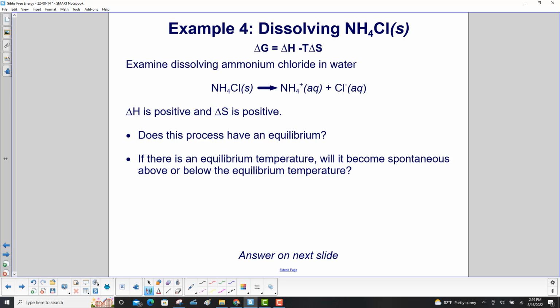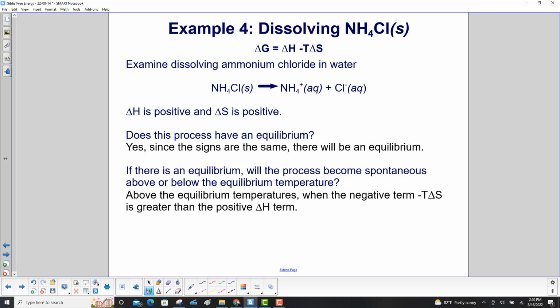Let's dissolve ammonium chloride in water to form the ammonium ion and chloride ion. Delta H is positive and delta S is positive. Does this process have an equilibrium? If there is an equilibrium temperature, will it become spontaneous above or below the equilibrium temperature?